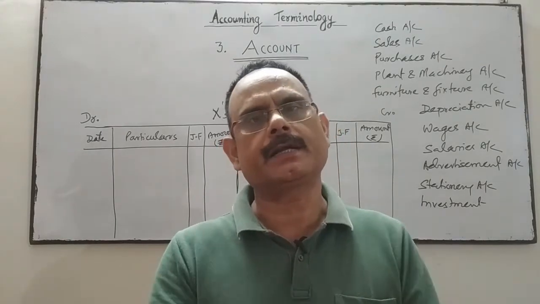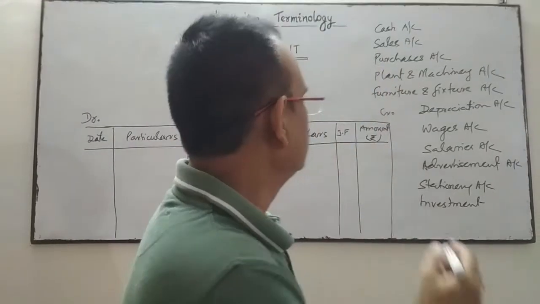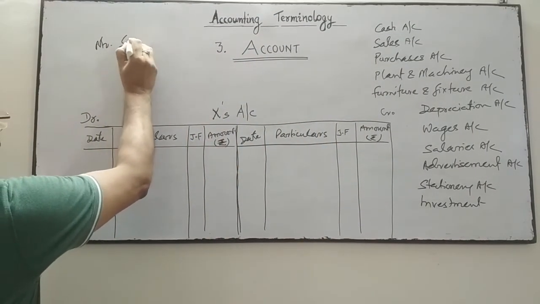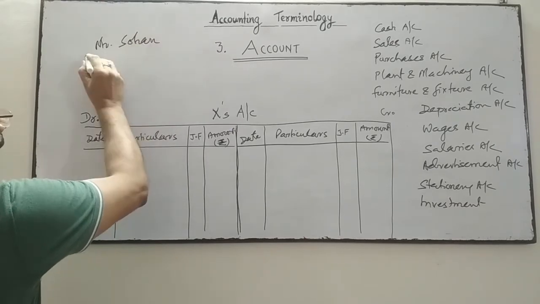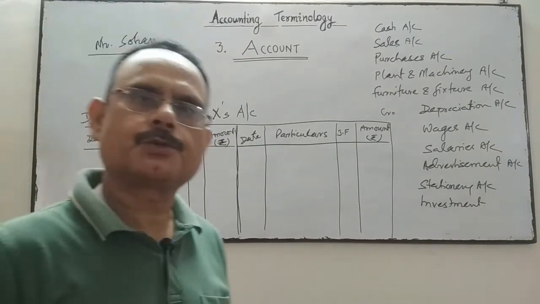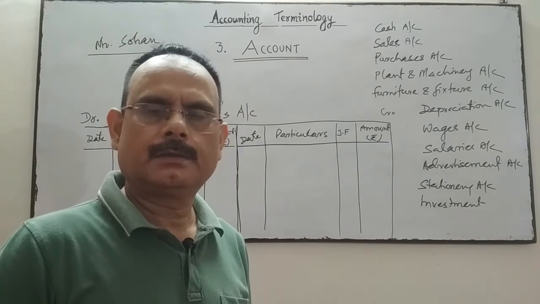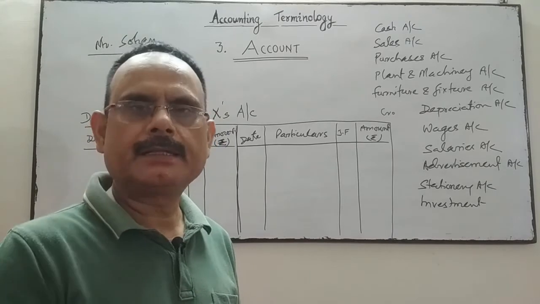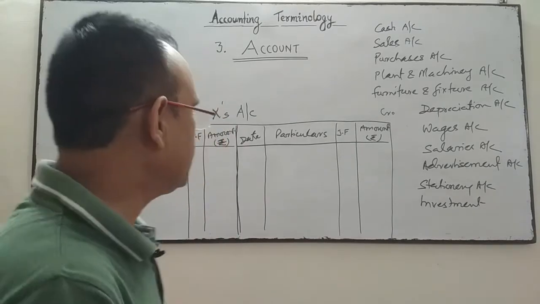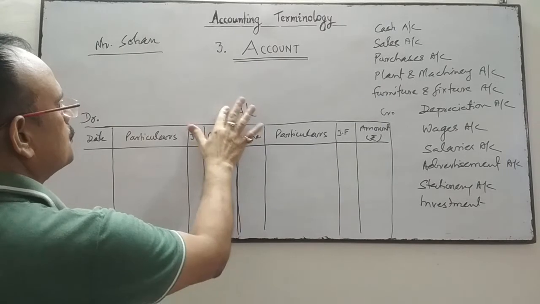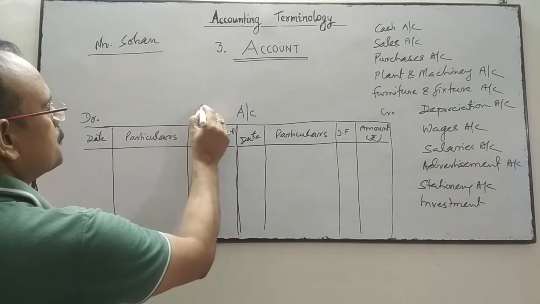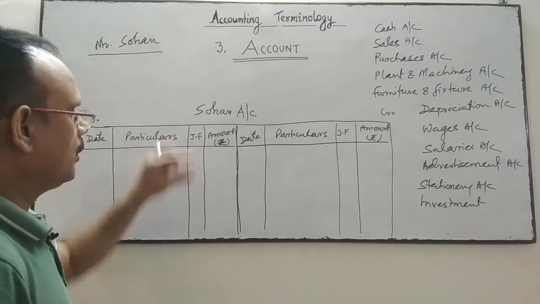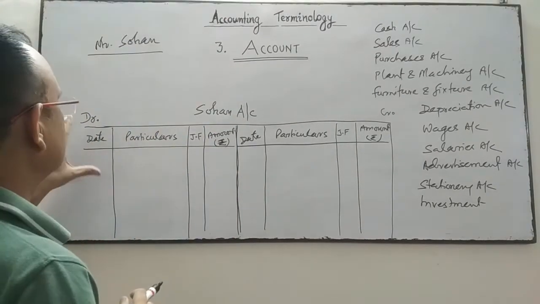Information related to any customer, suppose Mr. Sohan is one of the customers, and the business sold goods to Mr. Sohan throughout the year, and Sohan has returned the amount, paid the amount. So we will prepare the ledger of Sohan account. All the information will be shown over here.